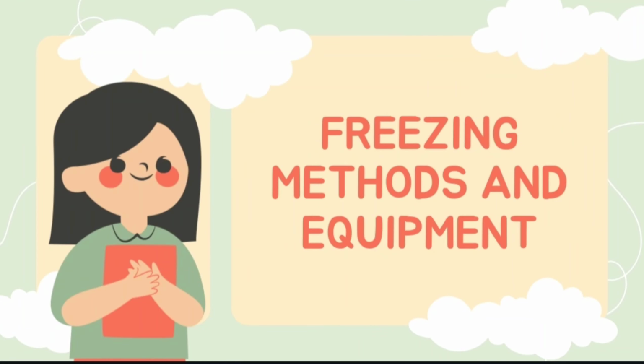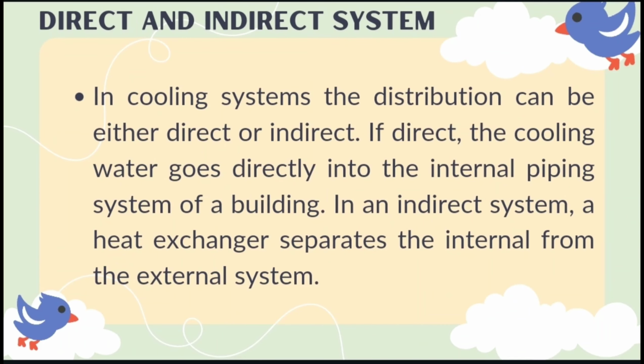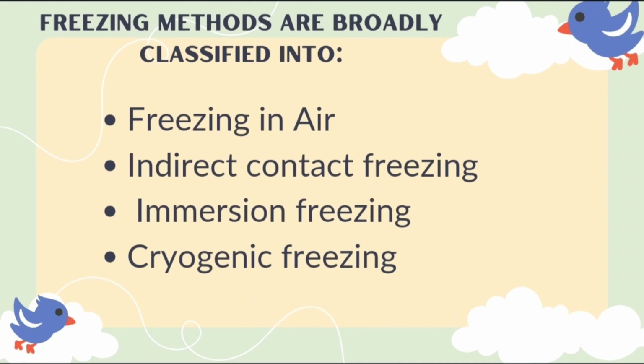Freezing methods and equipment: direct and indirect systems. In a cooling system, the distribution can be either direct or indirect. In the direct expansion system, the refrigerant absorbs heat directly from the material to be cooled. In the indirect or brine system, the refrigerant absorbs the heat that the brine absorbs from the material to be cooled. The freezing methods are broadly classified into four: first is freezing in air, second is indirect contact freezing, third is immersion freezing, and lastly cryogenic freezing. Let us tackle first the freezing in air.